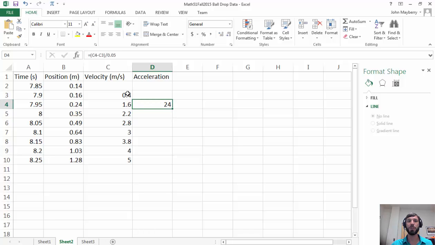So over this first interval, the ball accelerated at a rate of 24, and the units for that would be meters per second squared, because we're taking velocity and dividing it by time. And once again, I can drag this formula down to these other cells and compute the average acceleration of the ball over each successive interval here.